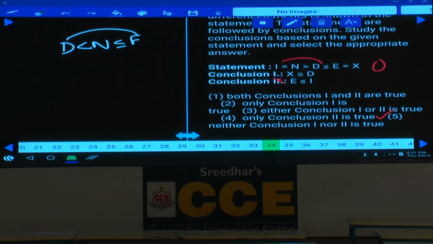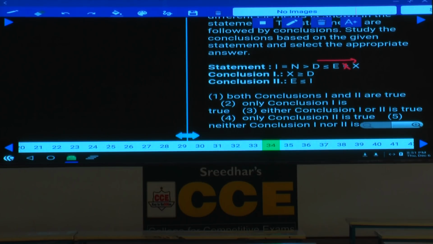Then question number 34. Now in this question number 34, X and D. D is here, D and X, forget about this equals to, D lesser than or equals to X. That is X greater than or equals to D, definitely true.